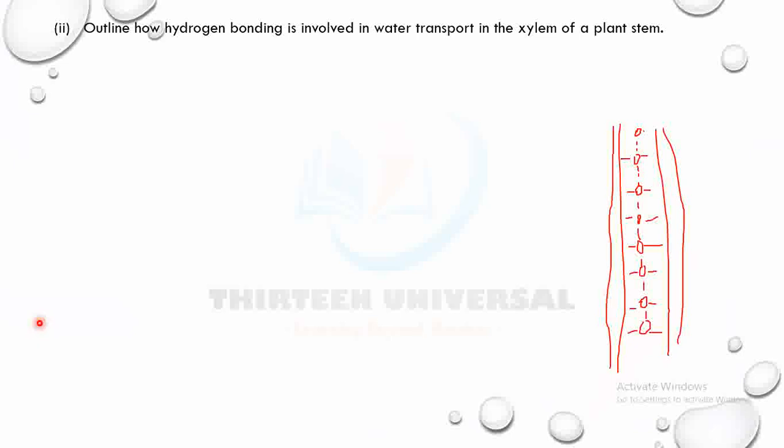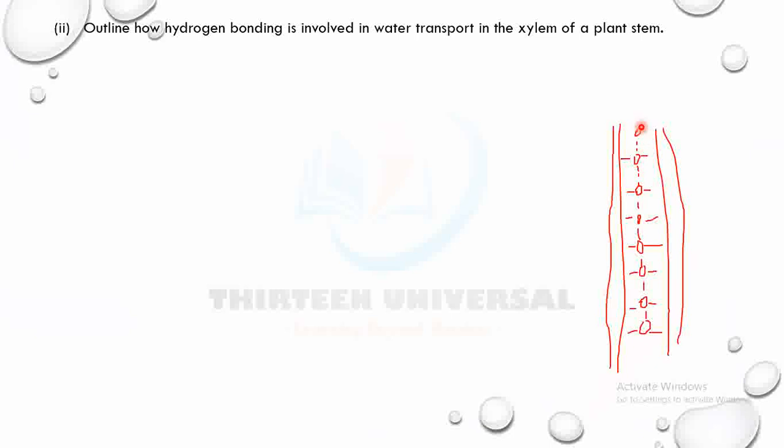Let me show you this. Assume that this is the leaf, this is the root. So I see that the water column is set up. How is it set up? Hydrogen bonds between water molecules due to cohesion set up this water column. Hydrogen bonds between water molecules and the wall of the xylem help to maintain the water column.